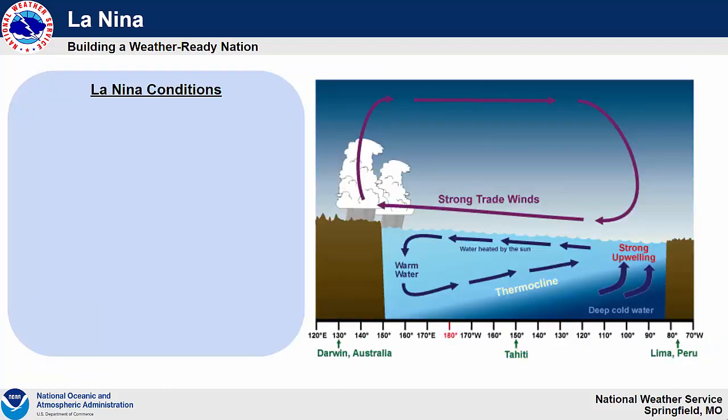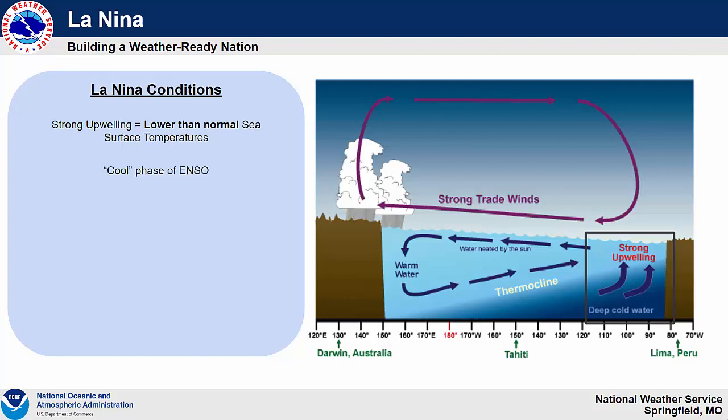Now on the opposite end, we have La Nina, which occurs when the trade winds are blowing stronger than normal across the Pacific towards the west. When this happens, there's going to be very strong upwelling of that deep, cold water, which is going to allow for lower than normal sea surface temperatures, making this known as the cool phase of ENSO. Since you have those stronger trade winds, they're going to push the prevailing rain pattern farther west and also pile up that warm surface water in the western Pacific.